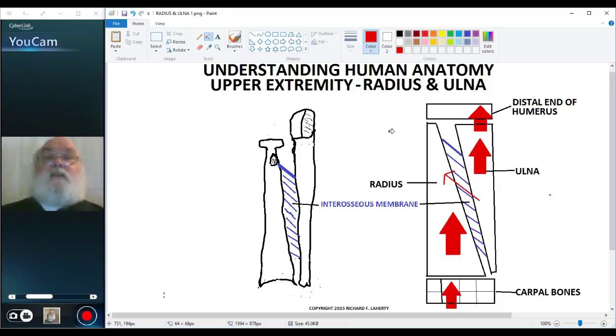In the next video, we're going to look at the carpal bones, the bones of the wrist.